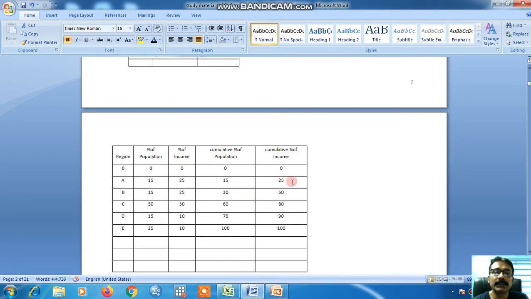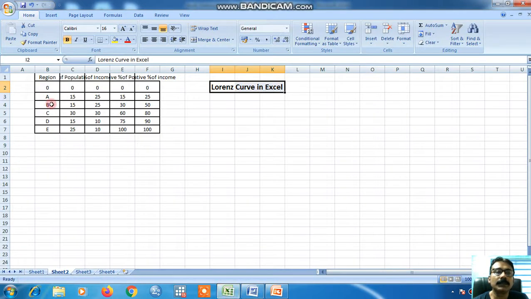Okay, so this is the data set, different regions. From field study or secondary information, you can obtain the information regarding the percentage of population who are staying in this region. Okay, so this is a hypothetical example. And percentage of income, out of total income, what is the percentage of income corresponding to the population of that particular region. Now you have to calculate the cumulative percentage of population just by adding the successive values of the percentage of population. Similarly, by adding the successive values of the percentage of income, you can develop the cumulative percentage of income. Okay, so suppose this is cumulative percentage of population and this is cumulative percentage of income.